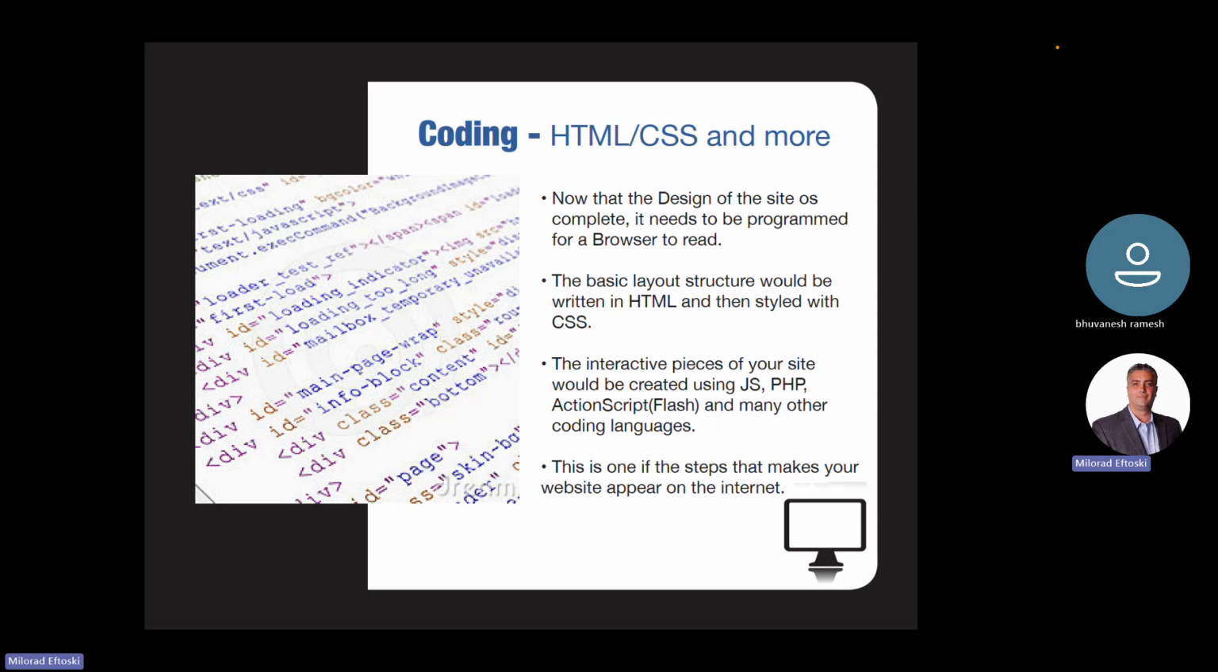This is one of the steps that makes your website appear on the internet. So obviously you build the graphics in Photoshop, the images, build the HTML in a code editor like Visual Studio or Brackets or even Notepad. We use Notepad to write websites. And then you need a browser to serve the website. You need a server to upload it. You buy a domain name from GoDaddy and you put everything together and you build an actual site.